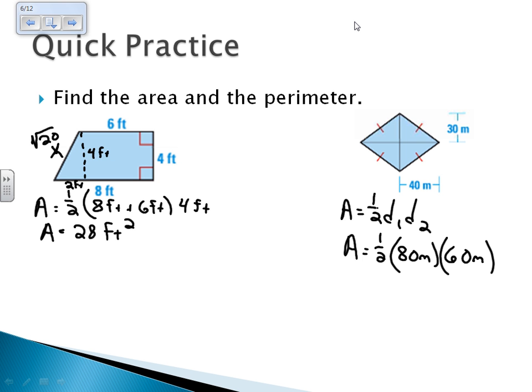Okay? So the area, half of 80 is 40. So this would give you 240 meters squared. How could I find the perimeter of this? How can I find the perimeter of this? Naomi? Yes, and the tick marks indicate that. So we'd only need to find one, and then we could just multiply by 4.